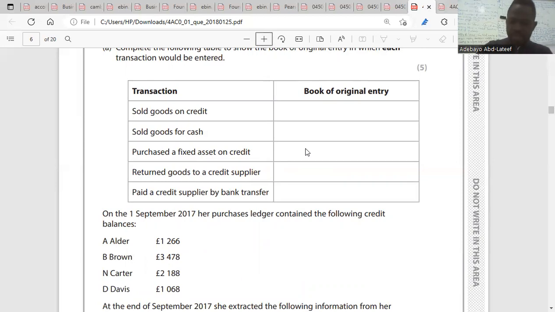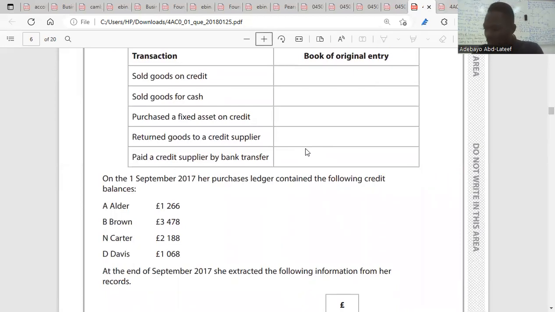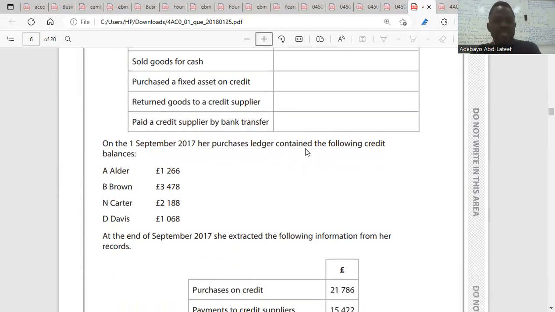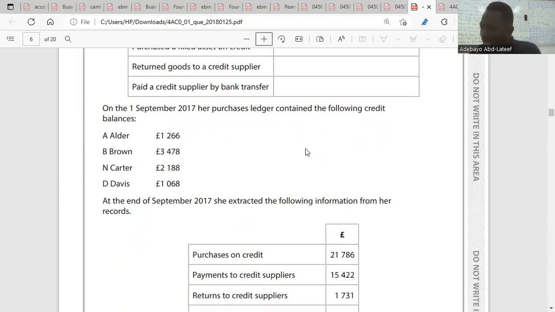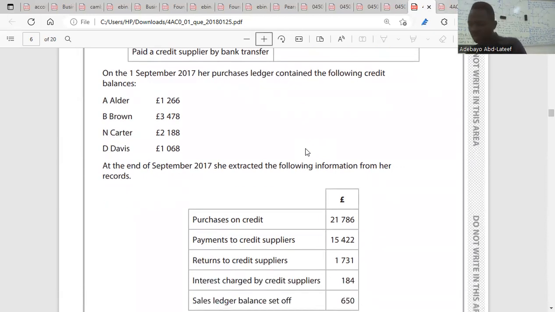Is it clear? Three, purchased a fixed asset on credit. When she purchases a fixed asset on credit, it will be recorded in the journal. Then, returned goods to a credit supplier. That is purchases returns journal, to be recorded in purchases returns. Then, paid the credit supplier by bank transfer. You pay your supplier through bank transfer. It will be recorded in your cash book. Is that clear? Great. Go to question 11B.